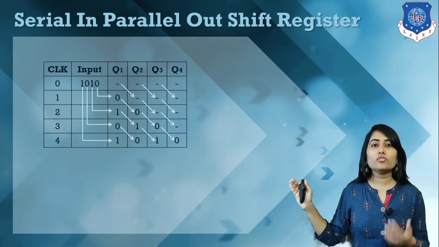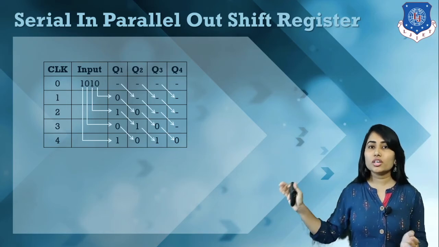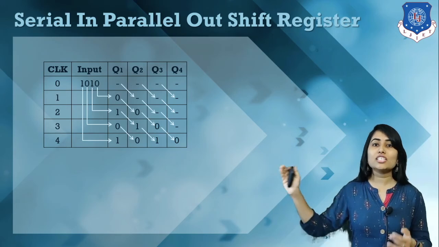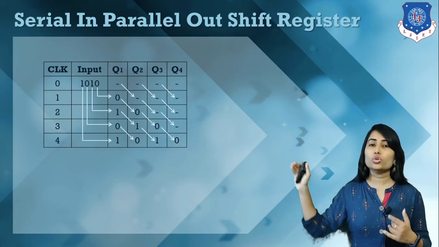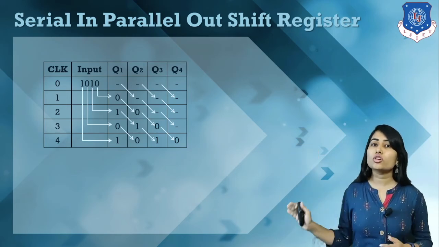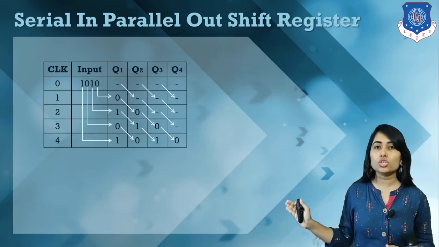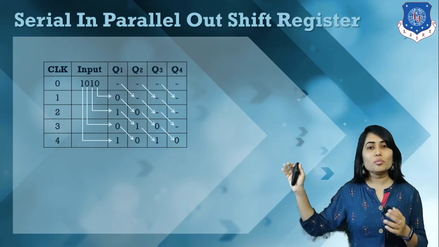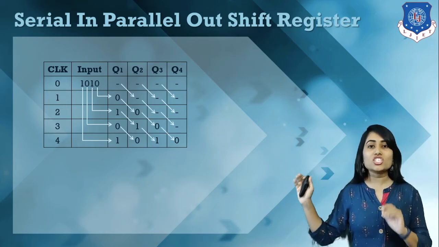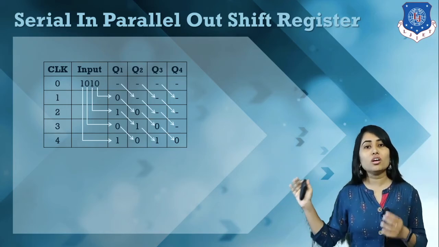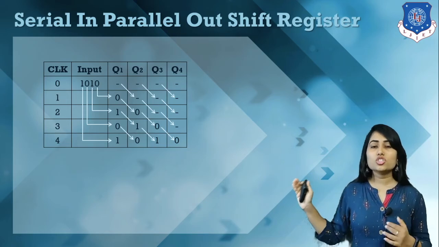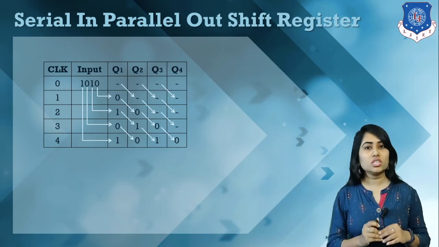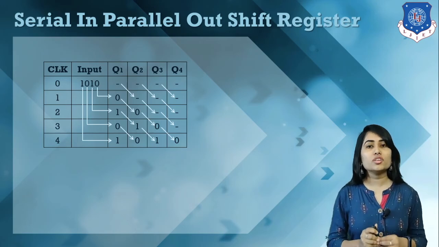Then after the fourth clock pulse this 1 is entered into the first flip-flop, so here we have our data, that is Q1 equals 1, Q2 equals 0, Q3 equals 1 and Q4 equals 0. So this is how our data can enter one bit at a time, but for each and every stage we have an output bit. That's why this is known as parallel out.